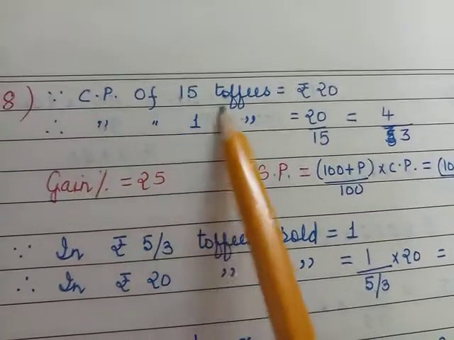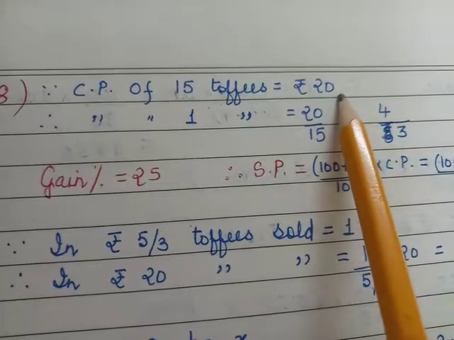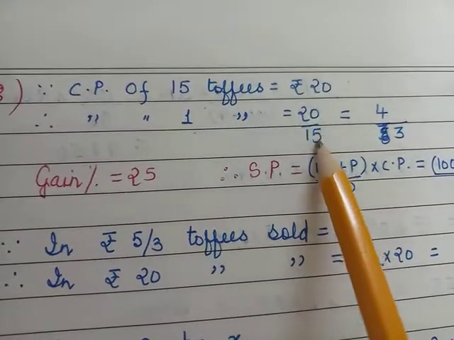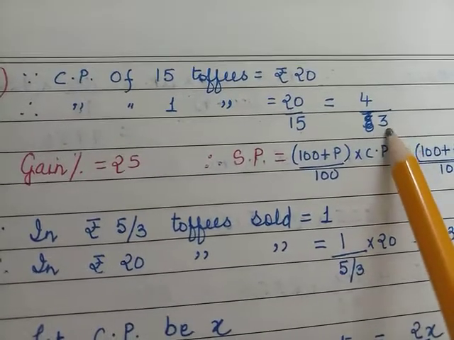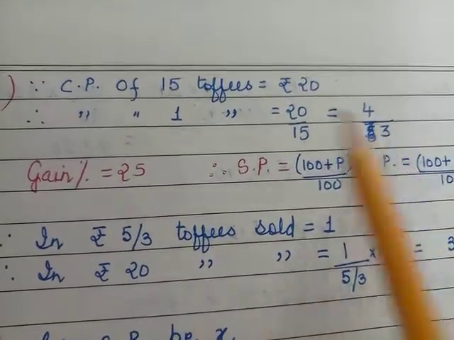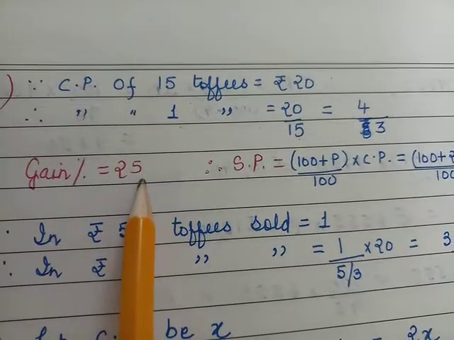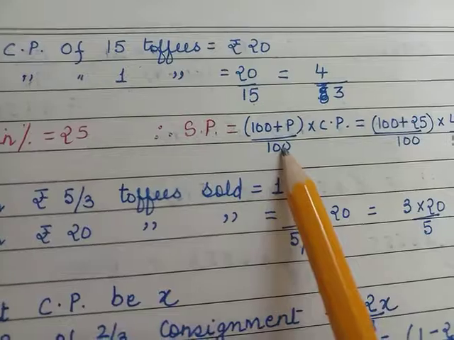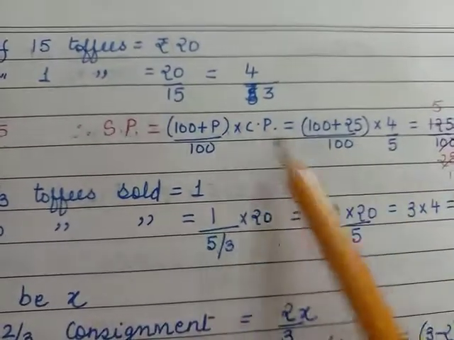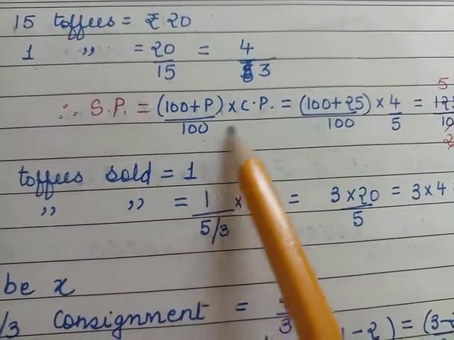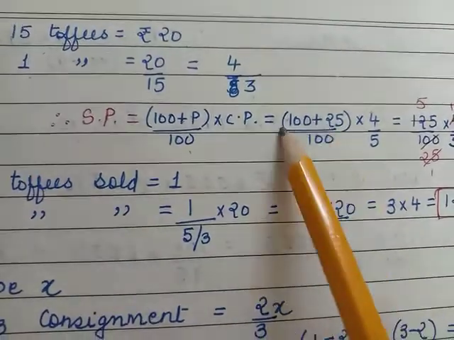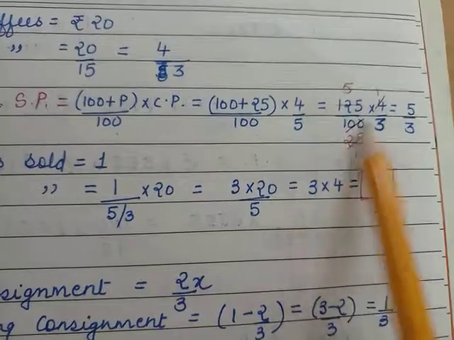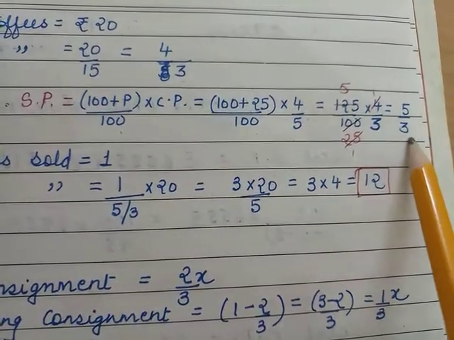Since the cost price of 15 toffees is equal to 20, the cost price of one toffee will become 20 by 15. That becomes 4 by 3. Now the gain percent is 25%. So the selling price of one toffee we can calculate. That becomes (100 plus profit) upon 100 into CP. That becomes (100 plus 25) upon 100 into 4 by 3. If we calculate, that becomes 5 by 3.